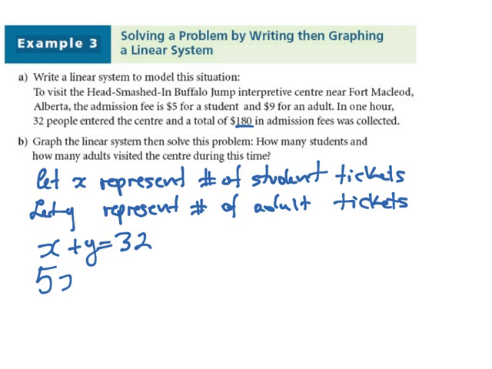Well, that's the same process for adults. We know 1 adult is $9, 2 adults is $18, 3 adults is $27, and so on. And 9y would be the cost of adult admission. When we add 5x plus 9y, that would be the cost of the entire admission, which is $180. So here are our 2 equations.